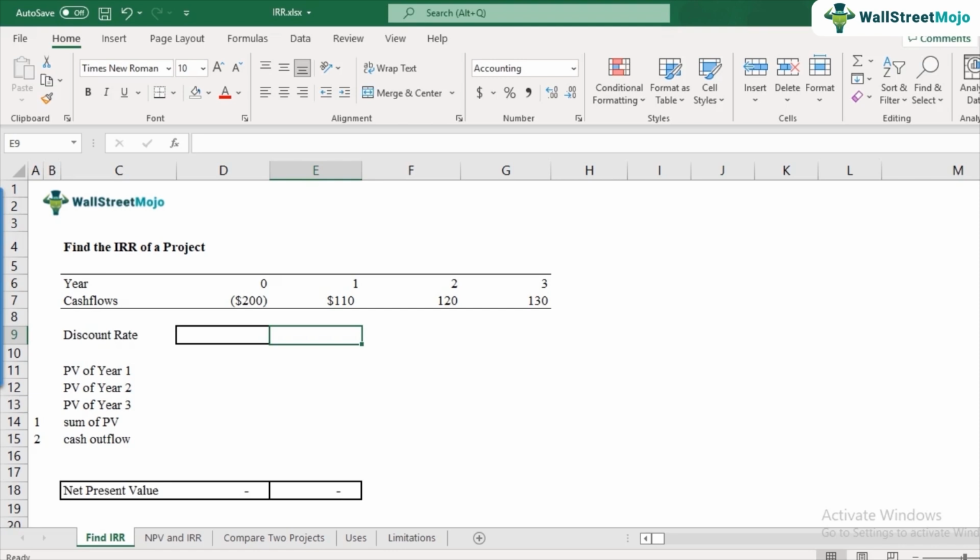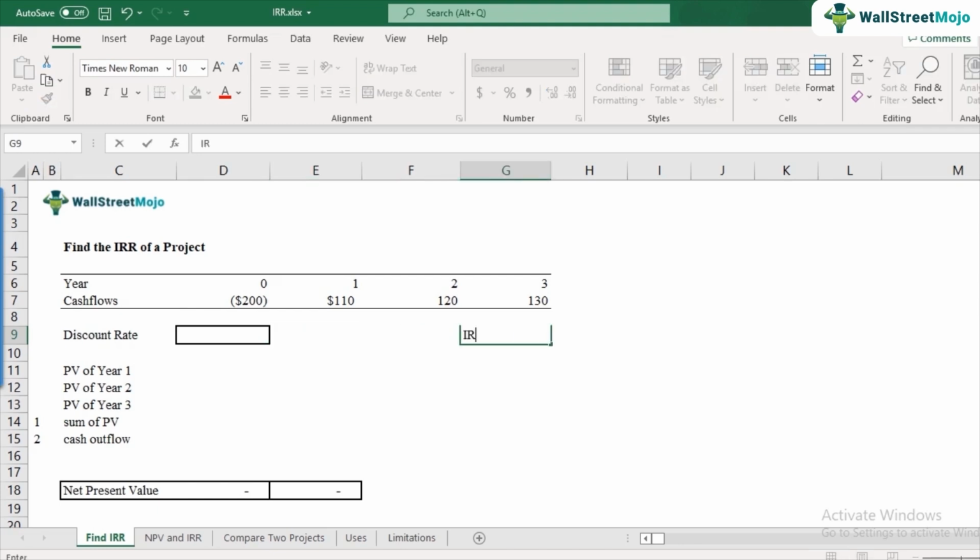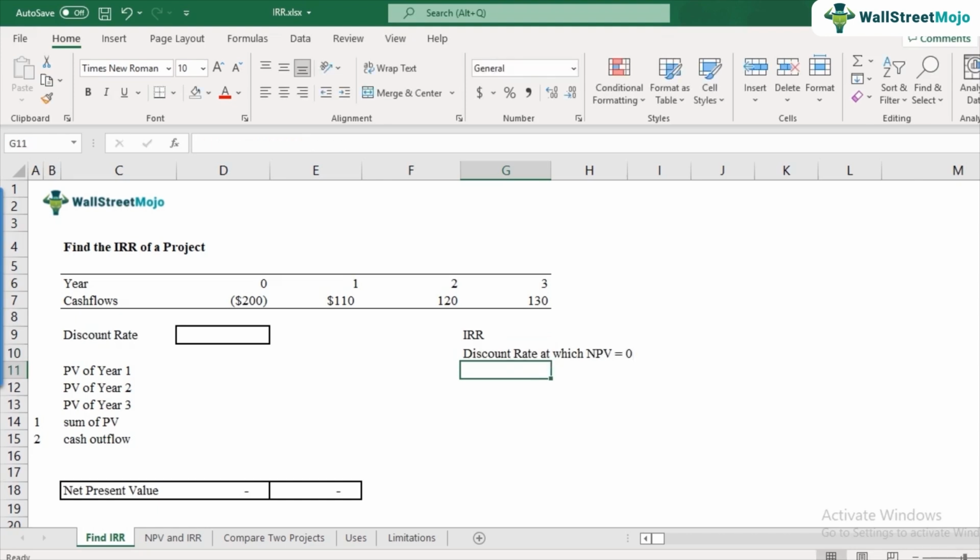So let's start by understanding first what is internal rate of return technically. IRR can be defined as a discount rate at which NPV is equal to 0, right? What this means is that it's a kind of break-even point where the present value of all your future cash inflows, which here are 110, 120, 130, will be equal to the present value of cash outflows.